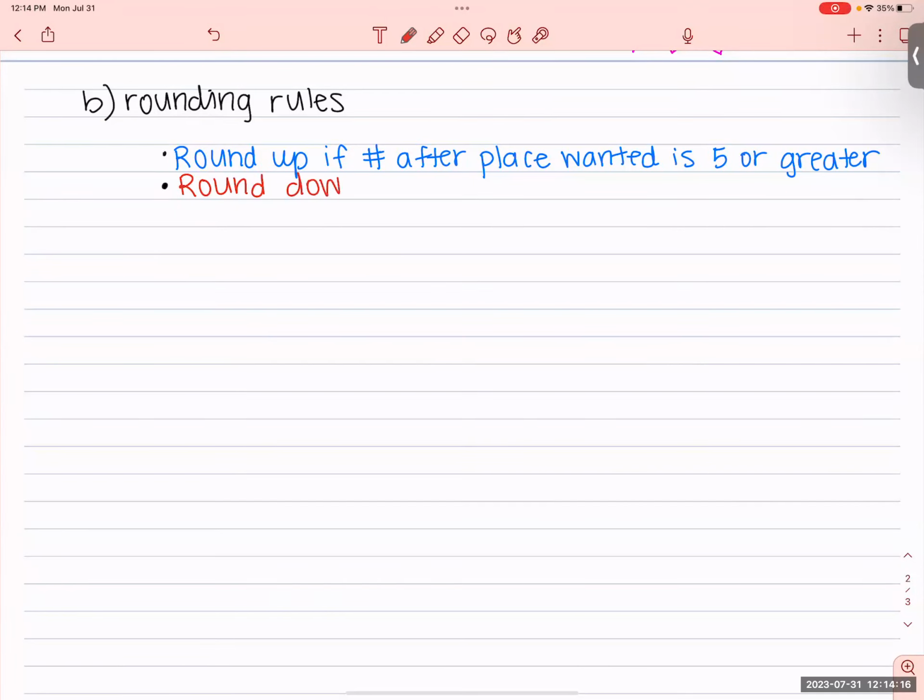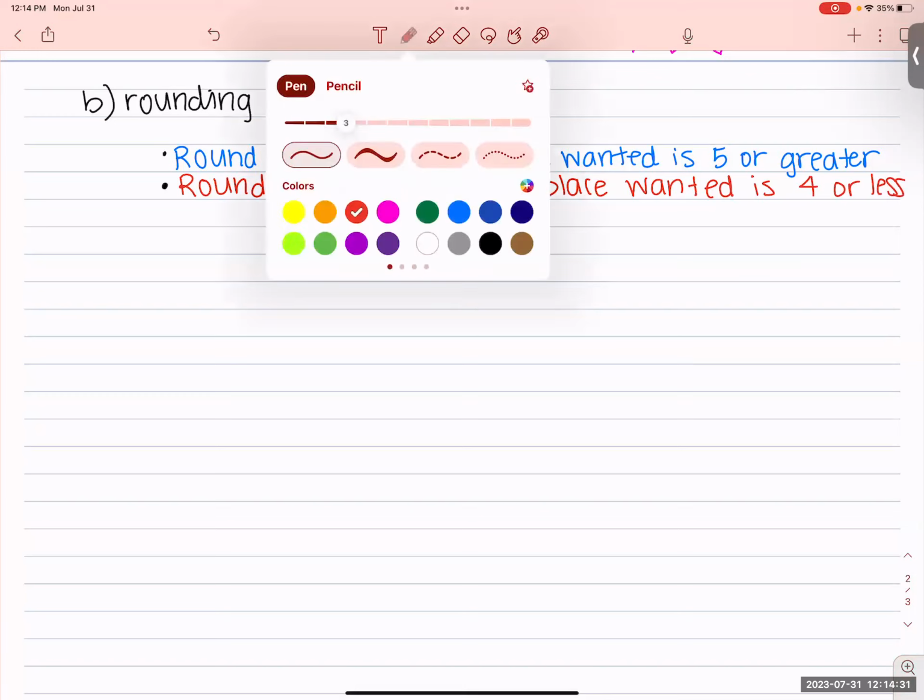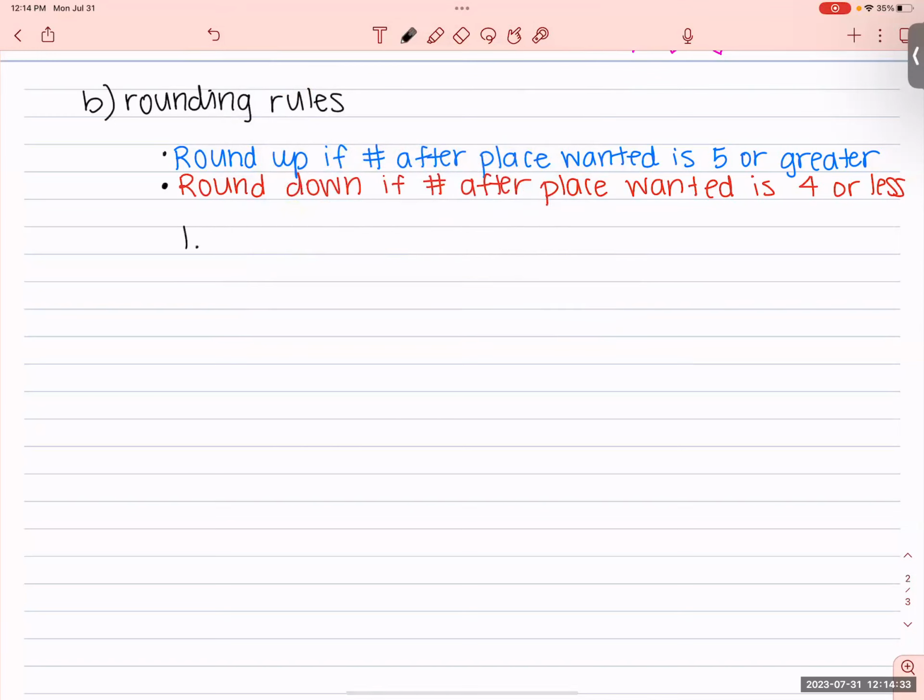You're going to round down if the number after the place you want is 4 or less. So let's look at an example. If I said round to the tenths place, think about what you would put.